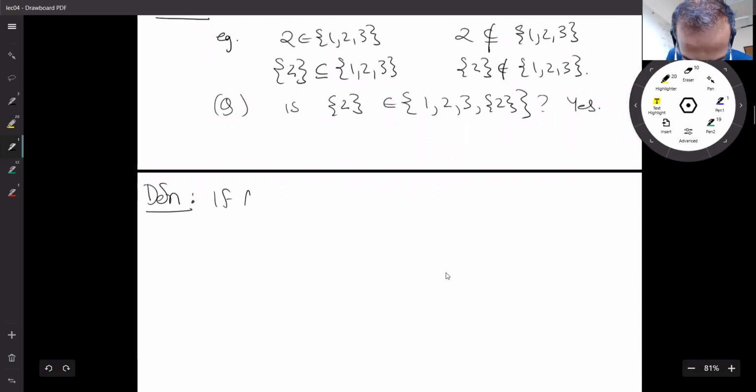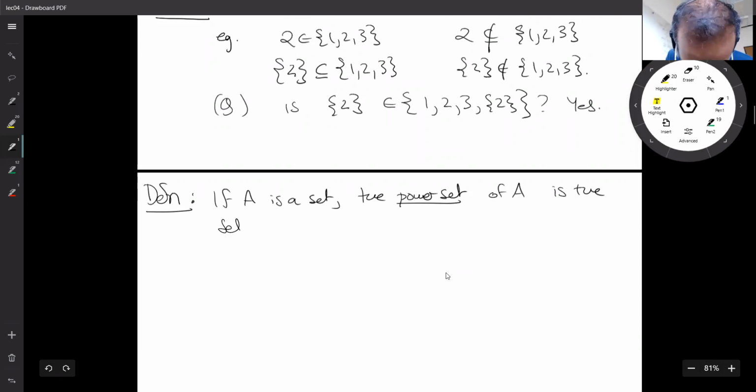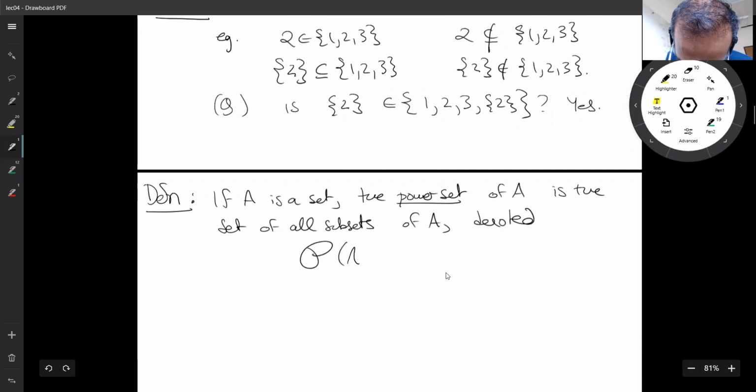If A is a set, the power set of A is the set of all subsets of A. It's denoted with this curly P of A. So that's the set of all S such that S is a subset of A.